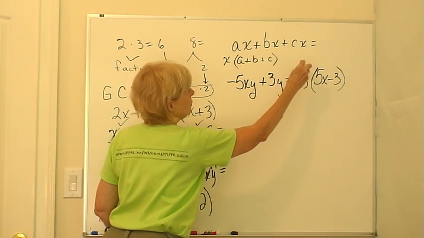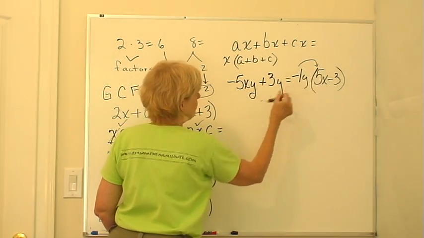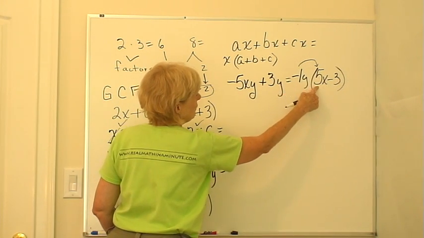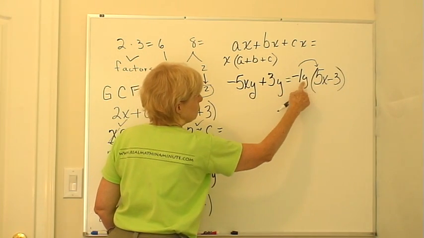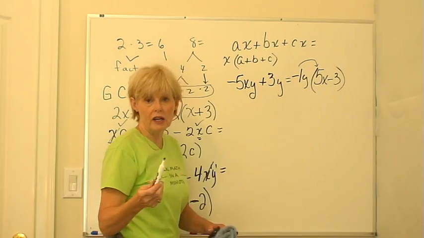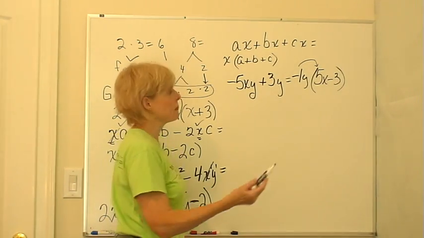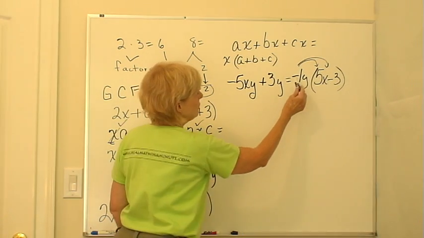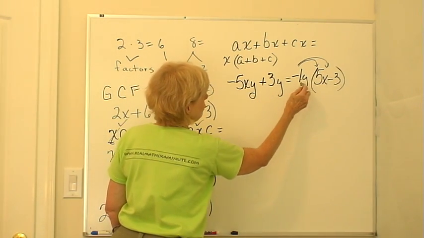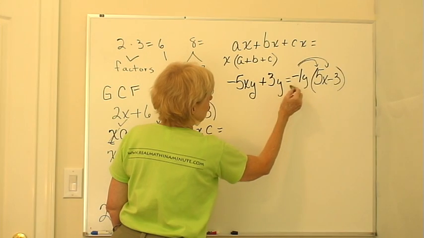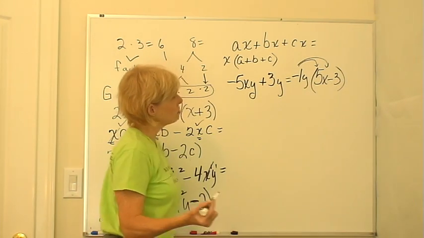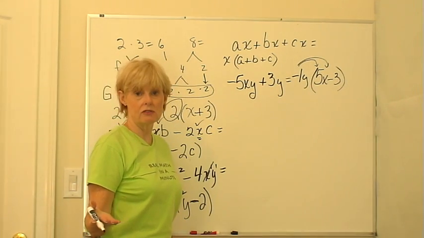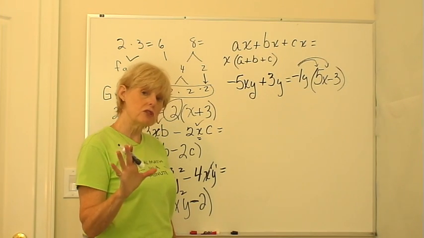So here we go. We go negative 1 times y is negative y, negative 1 times 5 is negative 5, and then y times x is xy. Yx, xy, same thing. And then we go again, distributing. Now this is how we check back. Negative times negative is positive. 1 times 3 is 3. And then there's y. So it does check, and it is factored. I just wanted you to see what that would look like.